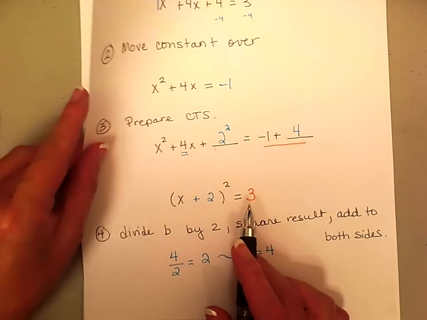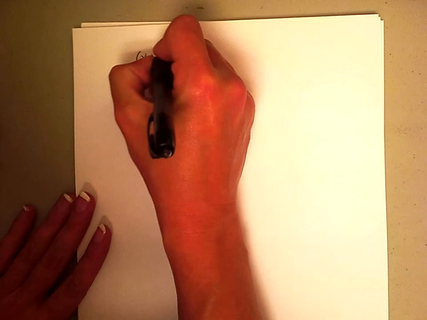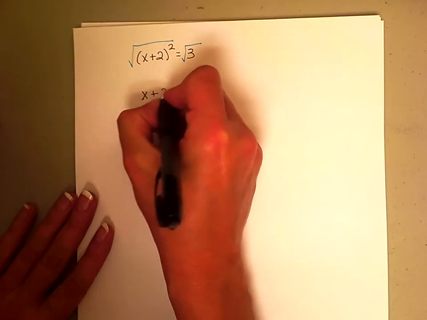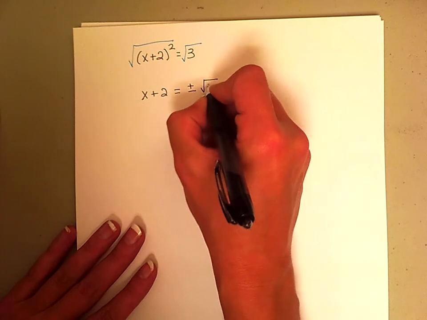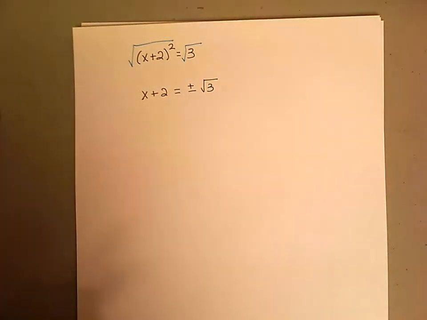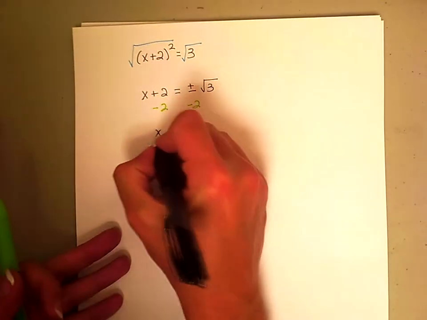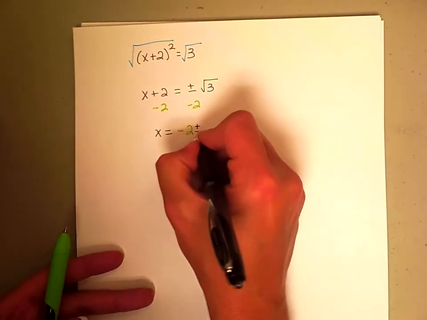Now let's solve this. So we have the quantity x plus 2 squared is equal to 3. So I can take the square root of both sides. So x plus 2 is equal to plus or minus the square root of 3. And then subtracting 2, x is equal to negative 2 plus or minus the square root of 3.